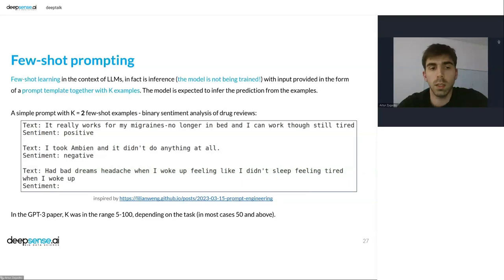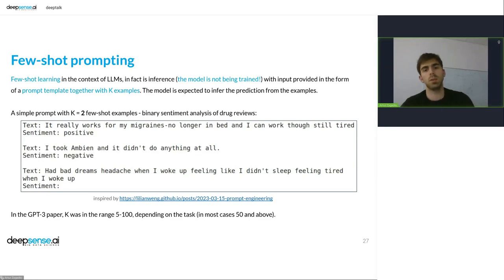As you can see in the slide, in the example, there are two few-shot examples, few-shot inputs and outputs. So there is text and the sentiment. For one drug review, as you can see, the sentiment is positive. For the second one, it's negative. And we are asking the model what the sentiment of the third text is.